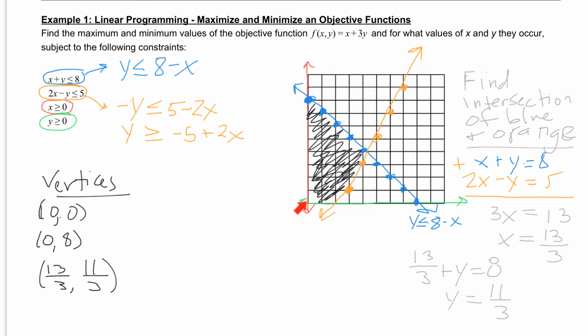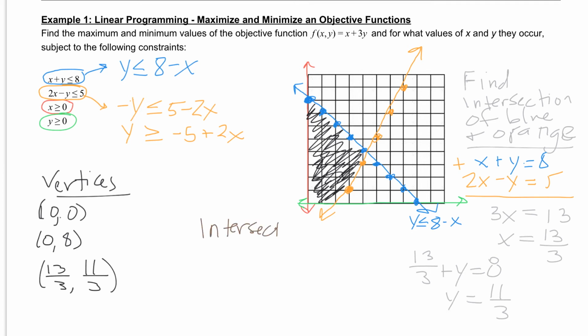Then I'm going to go back to my shaded region. Remember, I've done this point, the red and the green. I got the blue and the red. We just found the blue and the orange. And as I travel along my shaded region, I get to one more intersection point, which is the orange line and the green line. So now what I want to do is find that intersection.